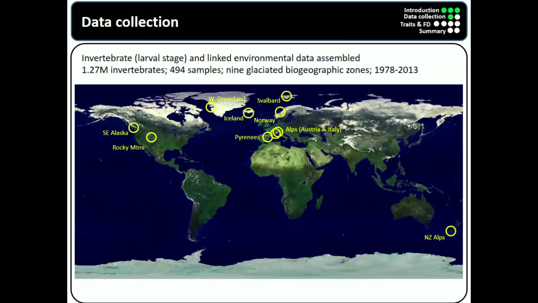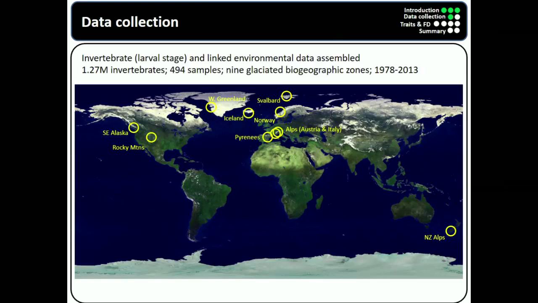So here's what we did, which has taken probably about 2 years to get to this stage, and I'll tell you some results from the first pass of the analysis that we completed on Friday. We have invertebrate data, larval stage data, and linked environmental data sets from 494 samples in these 9 biogeographic zones. It accounts for almost 1.3 million individual invertebrates. It's quite a nice data set to be playing with, actually.